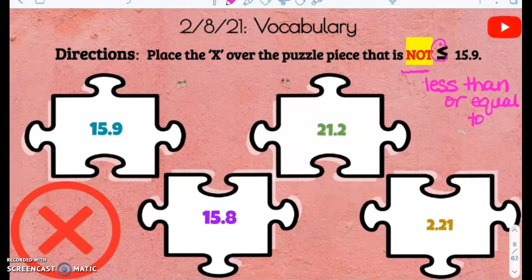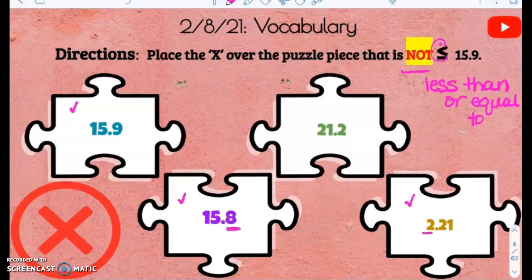Well, that is going to be one of our options, but okay. Well, that's correct. 15 and 8/10. Ooh, 15 and 8/10. That 8/10 is going to be less than, so that is less than or equal to. Let's see, we've got 2 and 21/100. Ooh, 2, that is less than. Yeah, 2 is less than 15.